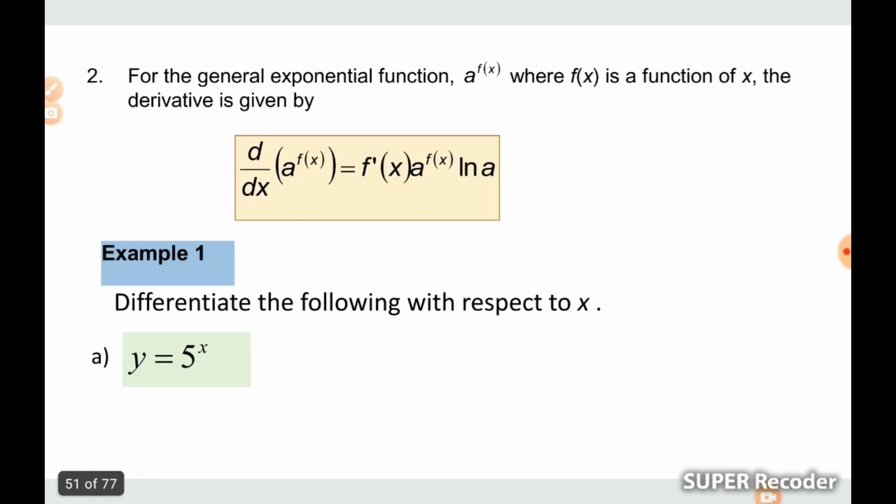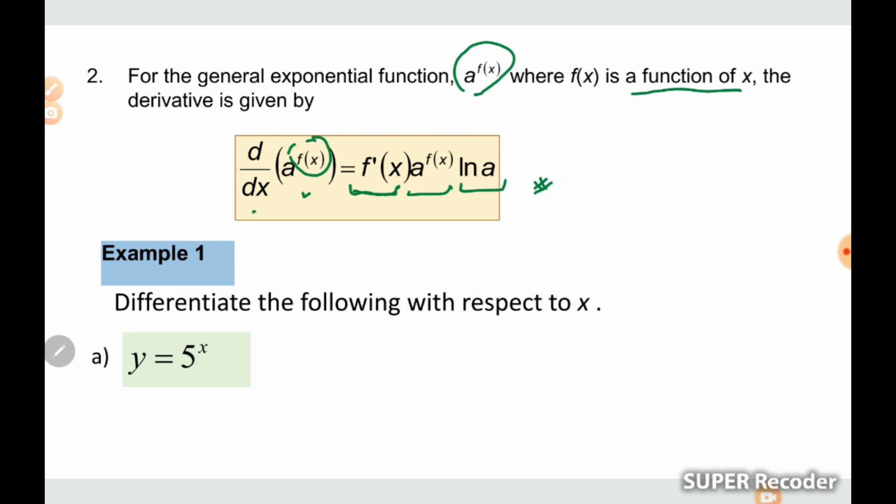Now number two. For the general exponential function a to the power of f(x) here, where f is any function in terms of x, the derivative is given by d/dx a^f(x). So you need to copy a to the power of f(x) here, then differentiate f(x), we get f prime x. The second one, you need to multiply by f prime x. Then thirdly, you need to multiply by ln a.